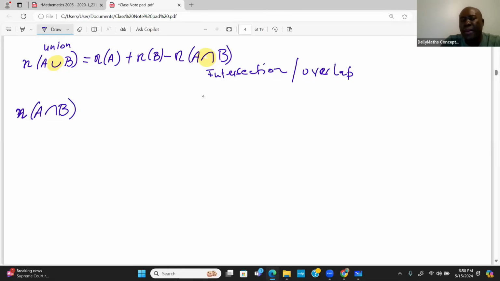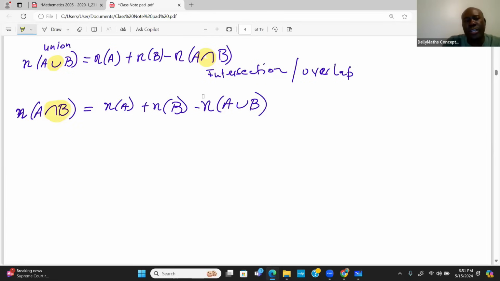That means the number of elements in the region where they overlap is equal to the number in A plus the number in B. Let me fix this. The number in A plus the number in B minus the number in A union B. So you could see at this time, if I put this one out here, I subtract that one. And if I put this one there, I subtract the other. So they love to give this. So I want you to write it down because you will get a question with this.